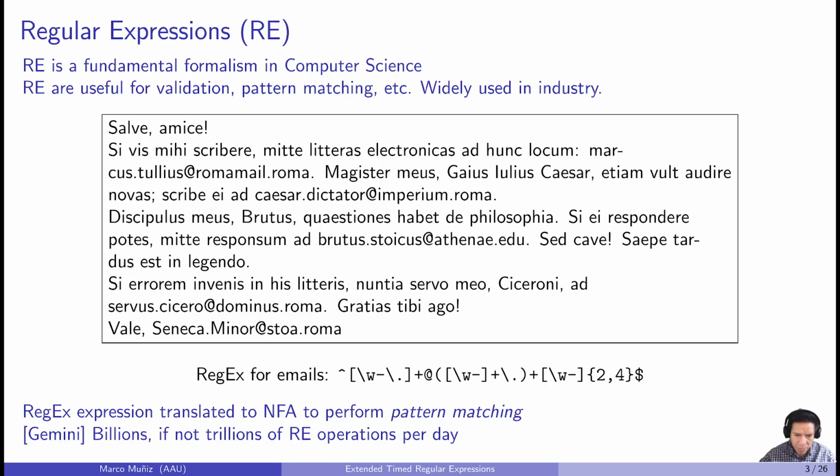This is known as pattern matching. So we are given a pattern and then some corpus, and then we need to find the factors of the corpus that fit in the pattern. According to Gemini, there are billions, if not trillions, of these kind of operations every day.